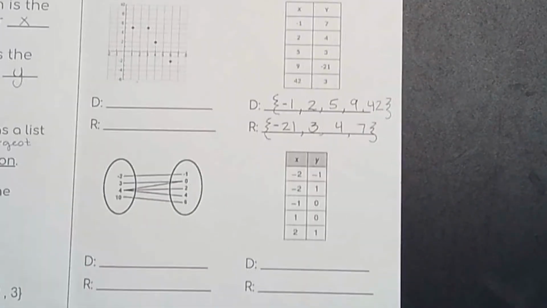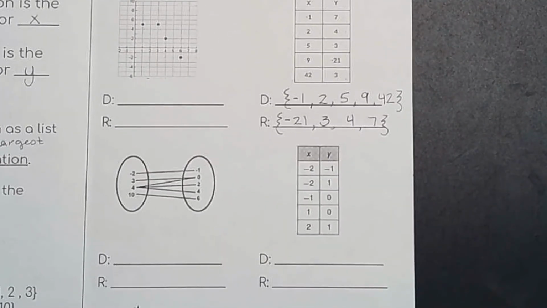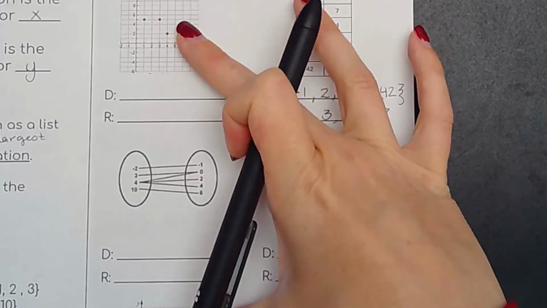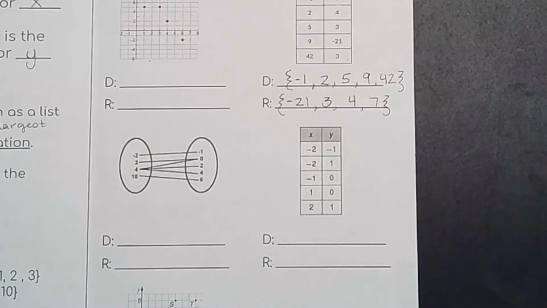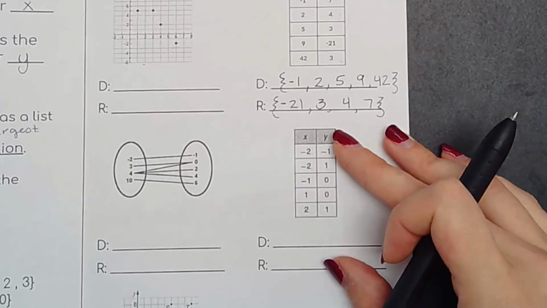So try the rest of these. There's another table, another mapping, and 2 graphs for you to find the domain and range of. And then you can start homework number 6.